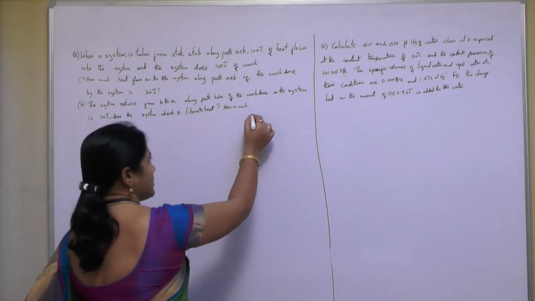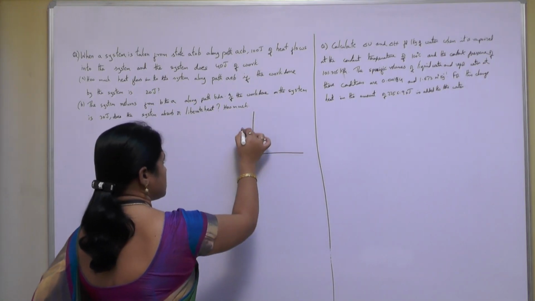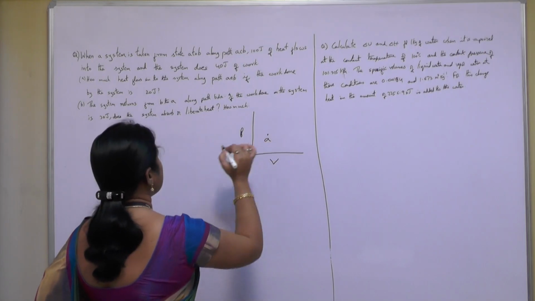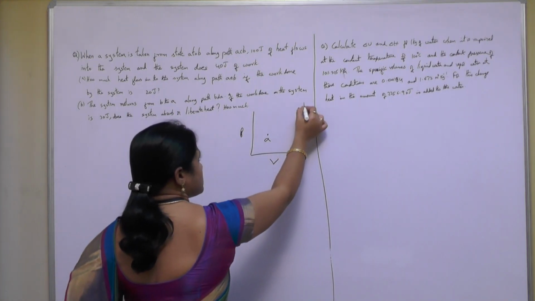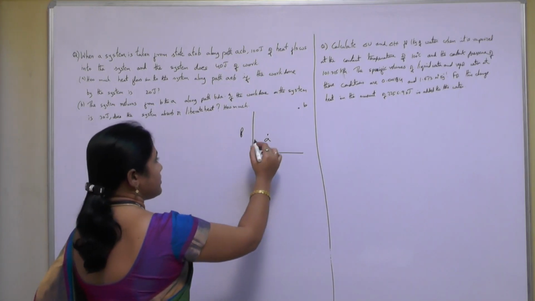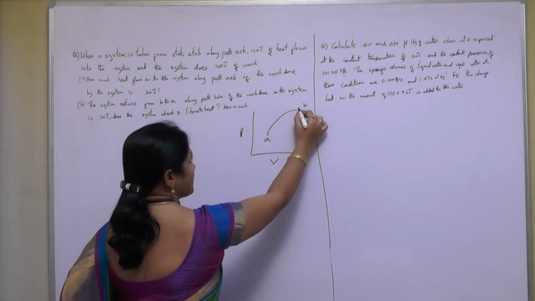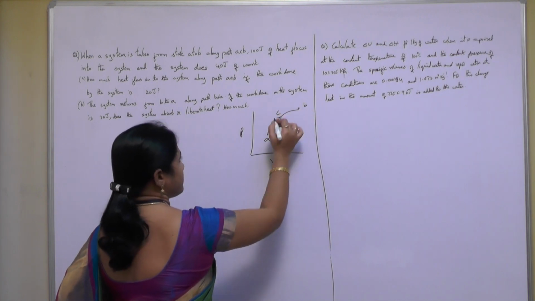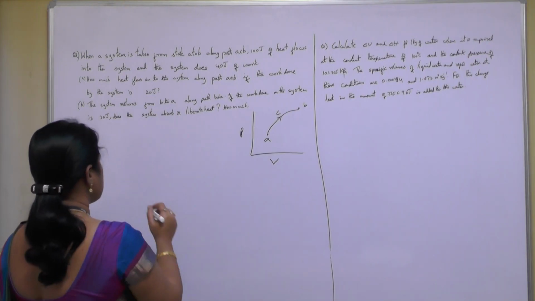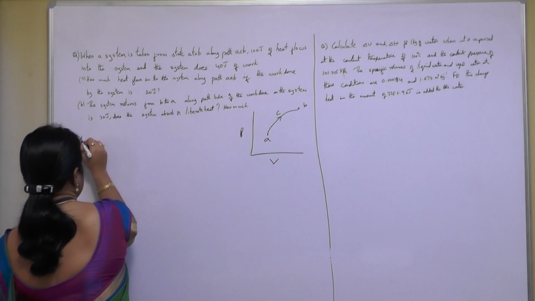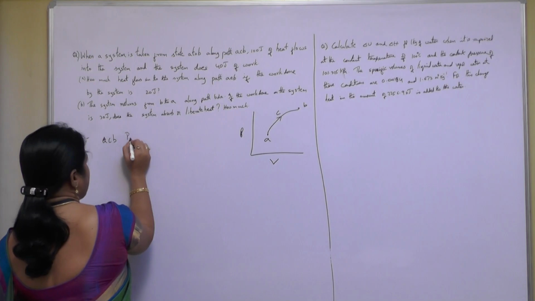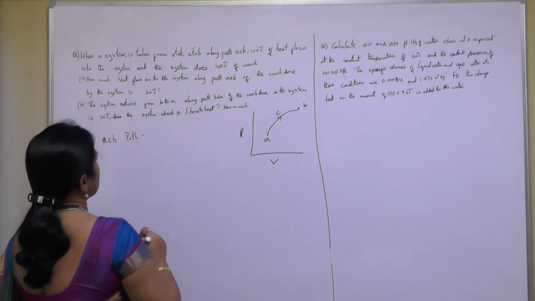So first let us consider the system initially at state A and it reaches state B. To reach state B, it follows a path ACB. This is one path. So during the ACB path, what is the given value?